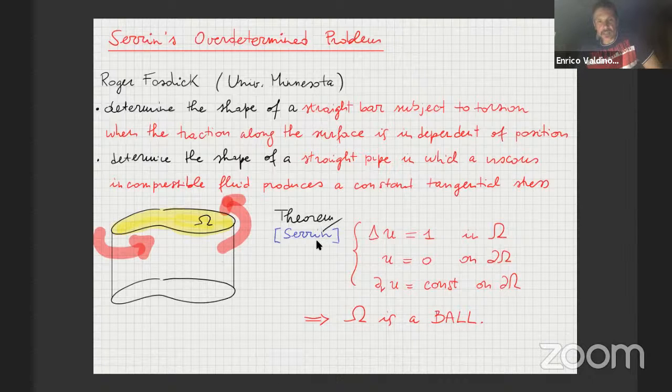So the theorem of Serrin is actually more general. This is somehow a particular case, say due to Weinberger, if you like, and I will basically present a variation of the proof of Weinberger using the material that I introduced so far. So the theorem by Serrin is that if omega admits a solution of this equation, then omega is necessarily a ball. Okay?